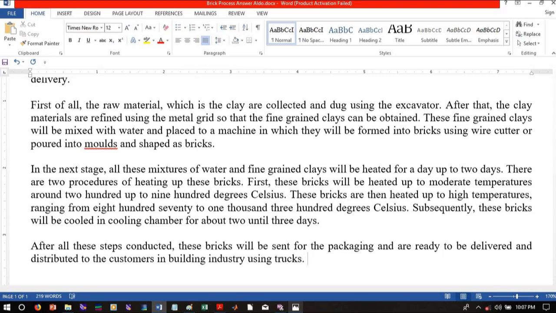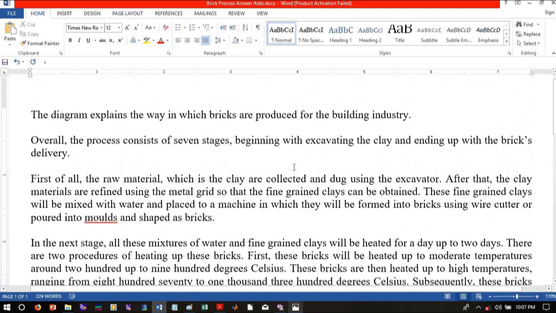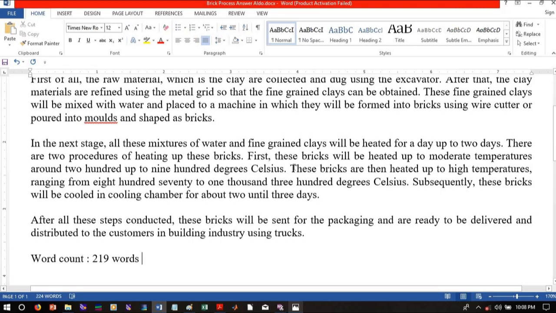So, done. The word count is 219 words. So we are done, guys, with a beautiful paragraph of IELTS Writing Task 1. I hope you can learn from here and apply all the things that I've said and taught here. Okay? Thank you.